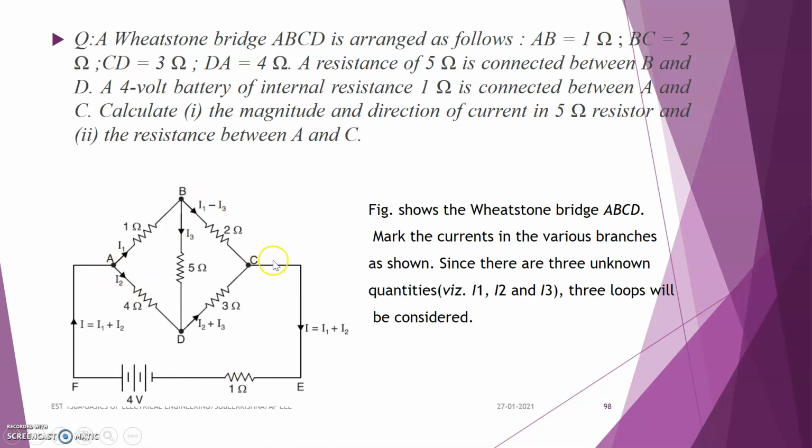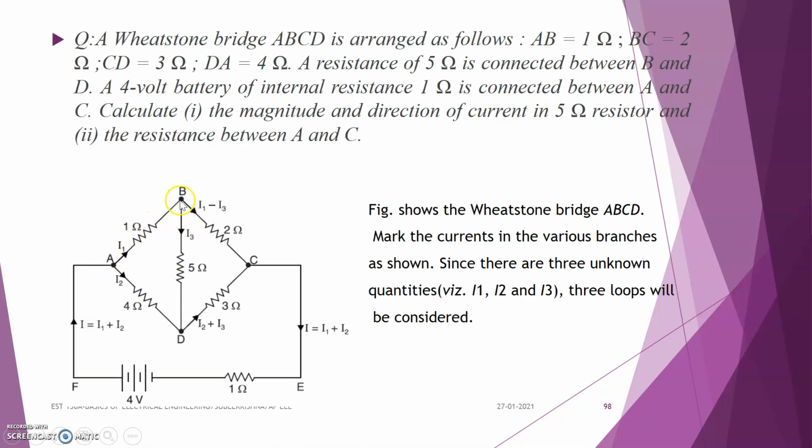Okay, A and C. So the figure shows a Wheatstone's bridge ABCD, and we have to mark the various currents in the various branches of this Wheatstone's bridge, and we can mark it as A to B. The current which is flowing from A to B is I1, and A to D is I2, and the current which is flowing through the BD section is I3. So on the basis of these three currents, we can find out the other currents.